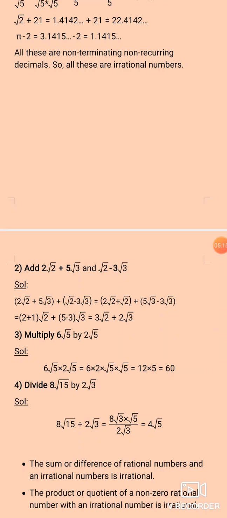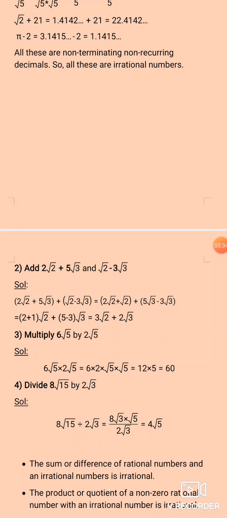Okay. Divide 8 root 15 by 2 root 3. So 8 root 15 divided by 2 root 3 is equal to 8 into root 15, which can be split as root 3 into root 5, by 2 root 3. Now we can cancel root 3 and root 3. Then 8 by 2 is equal to what? 4. 4 root 5. Okay.